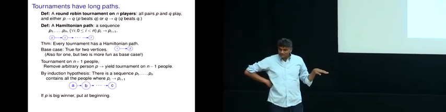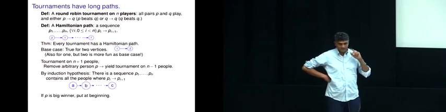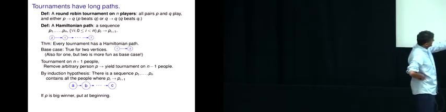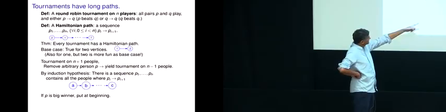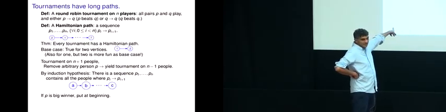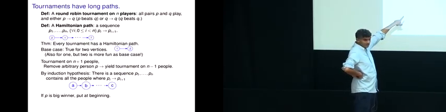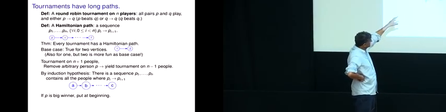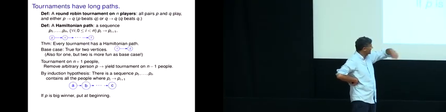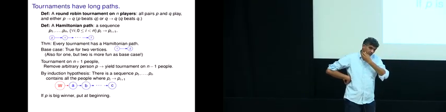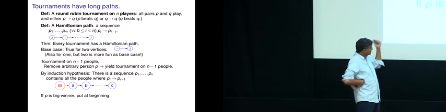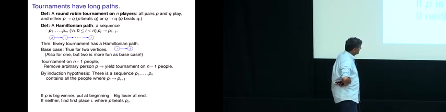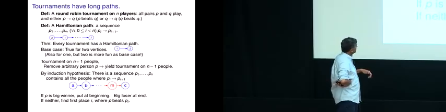If he's better than everybody, where should we put him and still get a Hamiltonian path? He beats everyone, right? He beats C and he beats everybody on the line. So where can we put P? At the beginning, right? If we put him at the beginning, now you have a Hamiltonian path where P is the first one, and then you have your old Hamiltonian path. There's your Hamiltonian path for the big winner. Now the big loser you can put at the end.